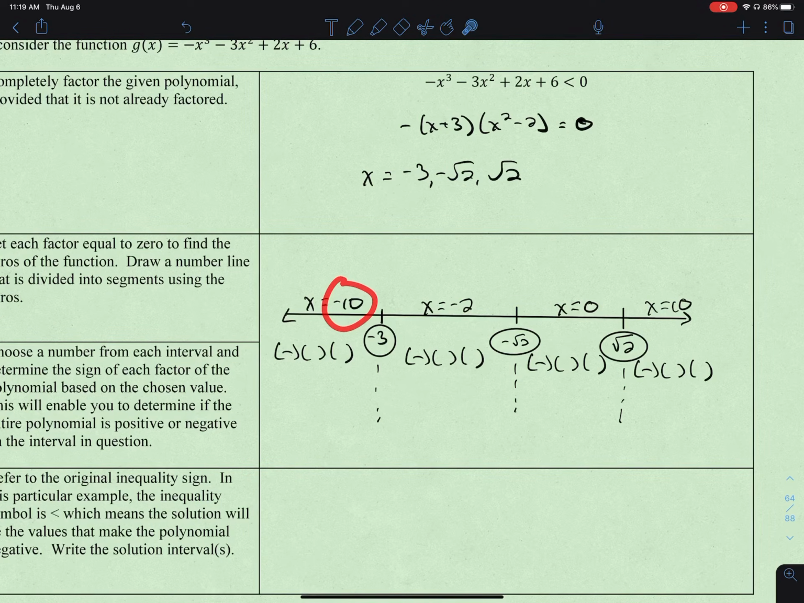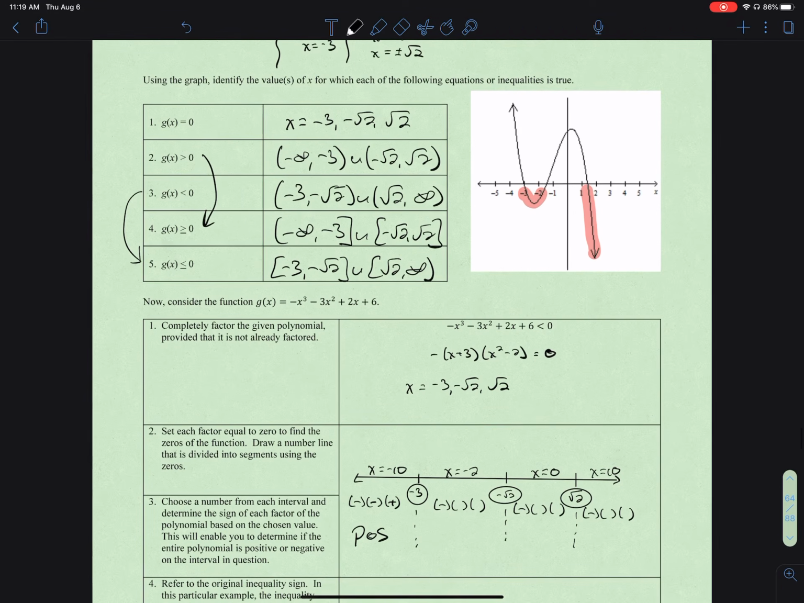If I put a negative 10 in for this, it's going to be negative. Negative 10 squared is a positive, 100. 100 minus 2 is positive. So I'm going to have negative, positive, positive; multiply these together, it's going to be negative times positive, which is negative, hmm, wait, the factors x plus 3 give negative 7, so overall it's positive. It's above the x-axis. And if you look at our graph, we can confirm to the left of negative 3, it's above. So that makes sense.